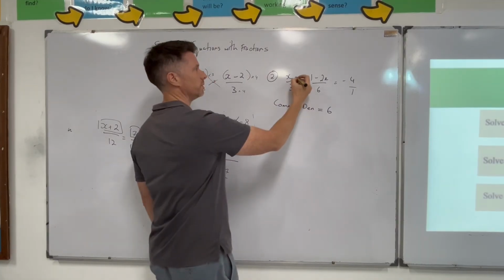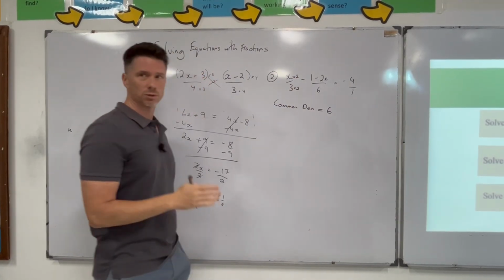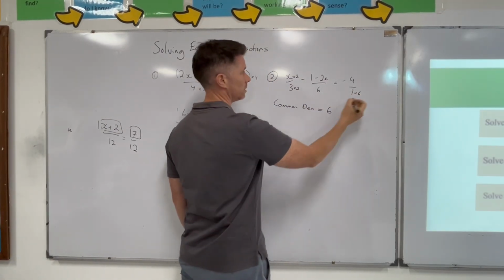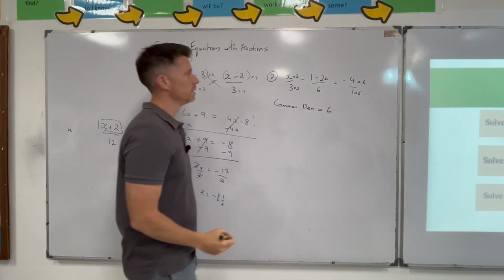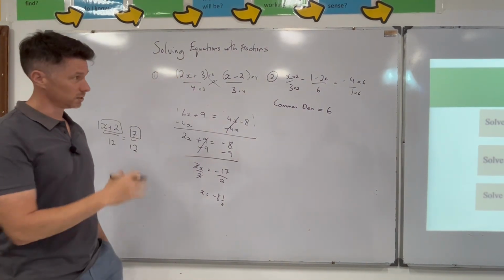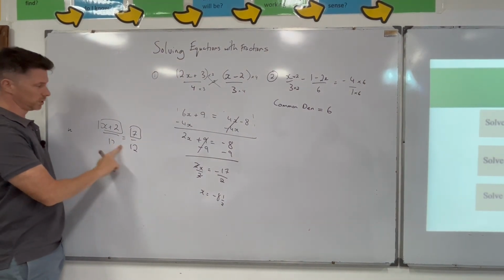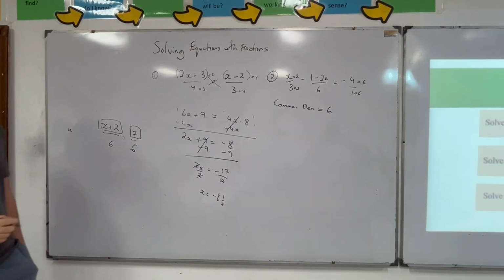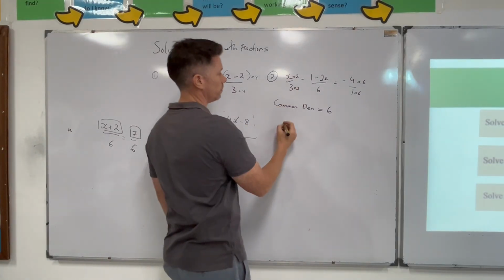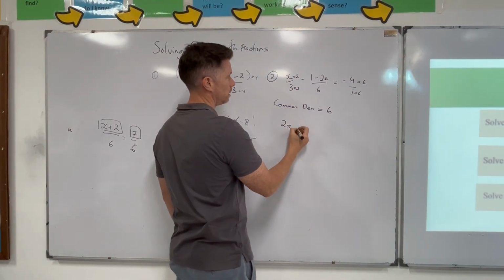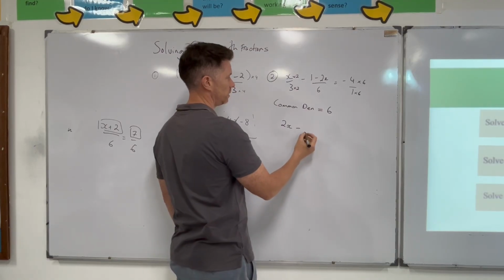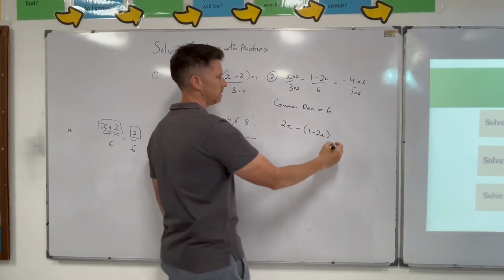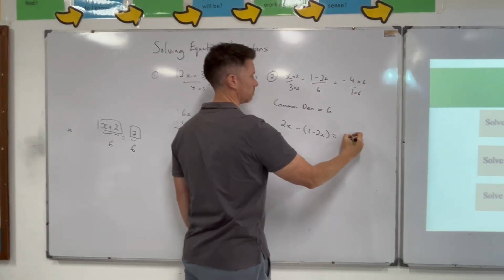And to keep the equivalency, the top needs to be times by 2. Otherwise, you change the number. And this one is times by 6 to get the denominator 6. And this one is times by 6. Once you're confident that you have the same denominator, in this case, it'll be 6, you don't need to write it. So this multiplied by 2 gives 2x minus, now we have to be very careful here. That's 1 minus 2x. I'm subtracting this, is equal to minus 4 times 6, minus 24.